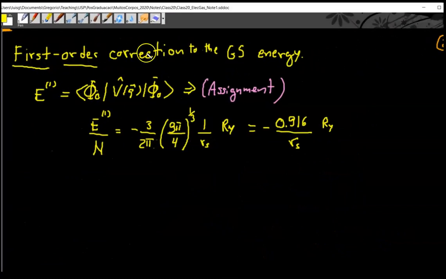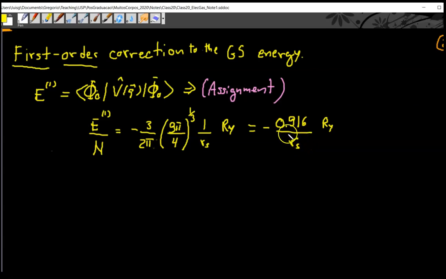So if you do this calculation, the first order correction to the ground state energy, that's in the assignment, the result would be something like that. It will be a negative sign, right, relative to the positive sign of the kinetic energy. So there will be a negative sign. And there's going to be this prefactor, and as we expected, this has to go with 1 over Rs. And this prefactor amounts to 0.916 Rydbergs. Okay, so it decreases with 1 over Rs as we expected.